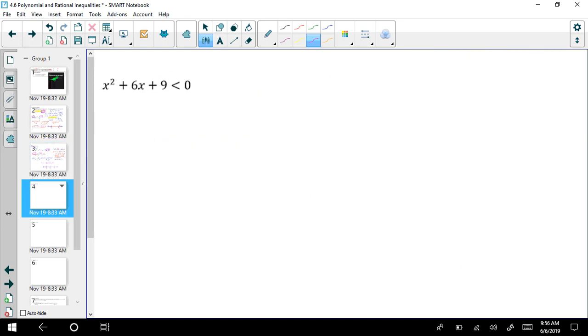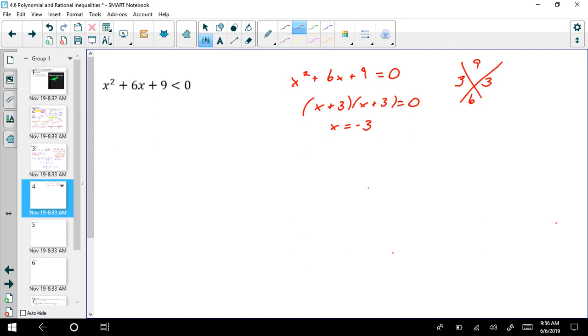The next guy is kind of an oddball one. It's already ready to solve, so I'm going to think of it being equal to 0. Let's see if it will factor. I want to multiply to 9 and add to 6. It does. 3 and 3. If I set them each equal to 0, I get negative 3 twice. We would say it has a multiplicity of 2 because I get it twice. So when I go to make my number line, I really only have to put negative 3 on there once.